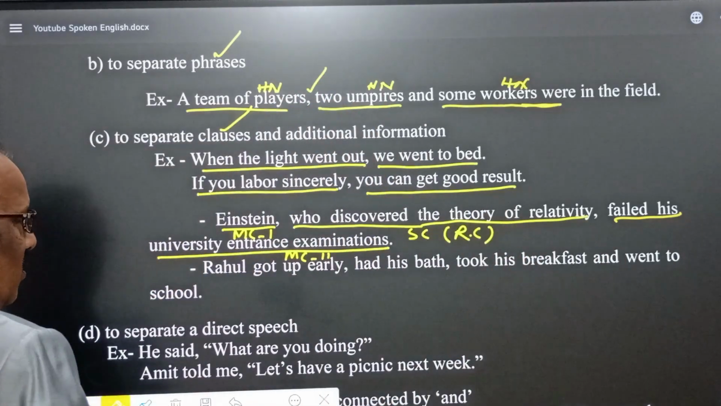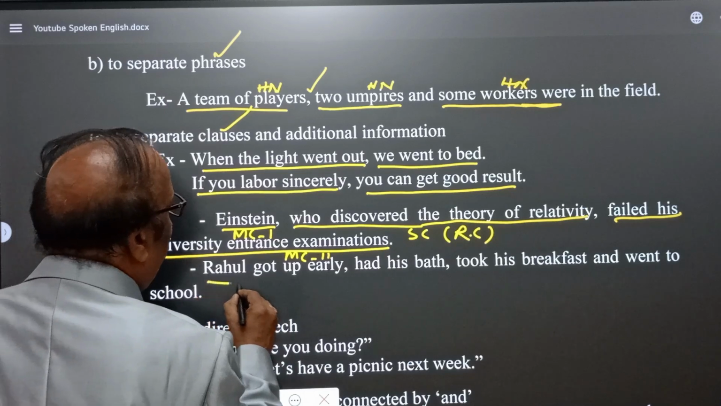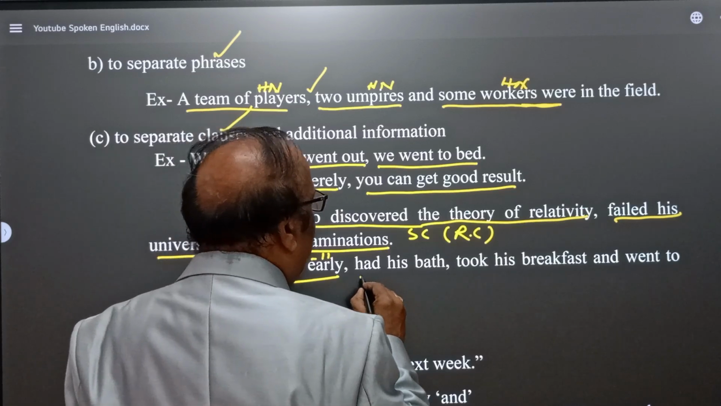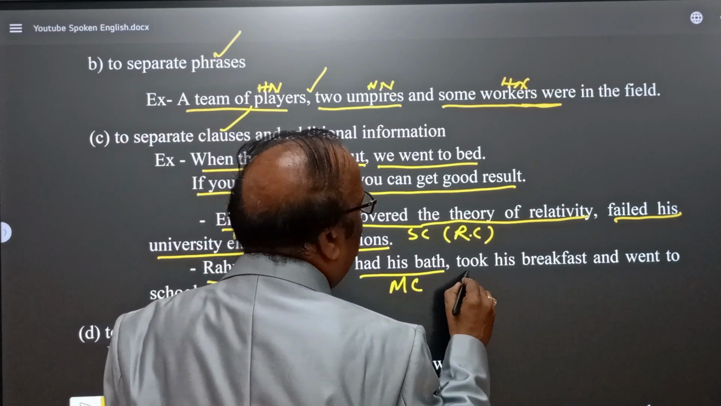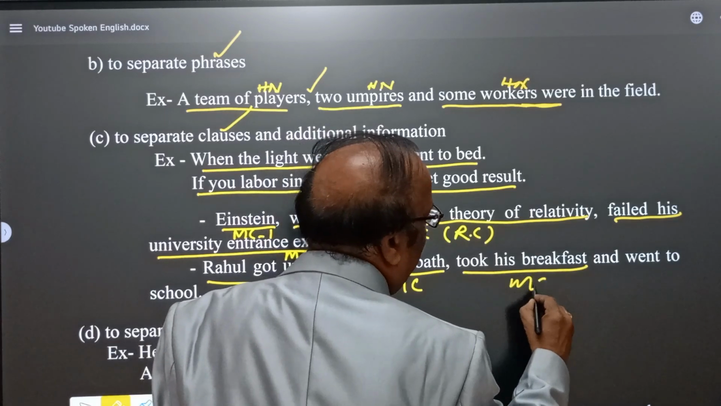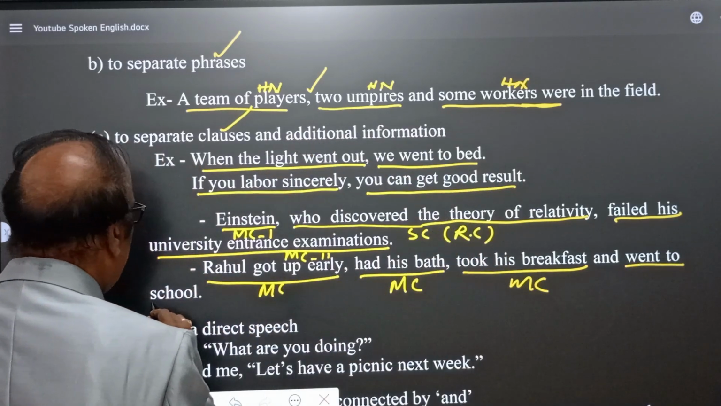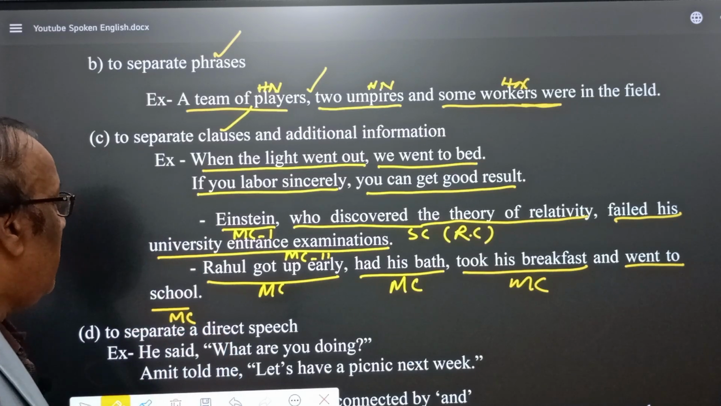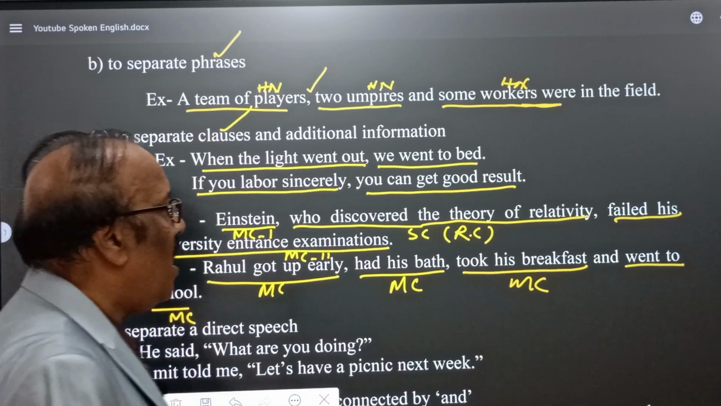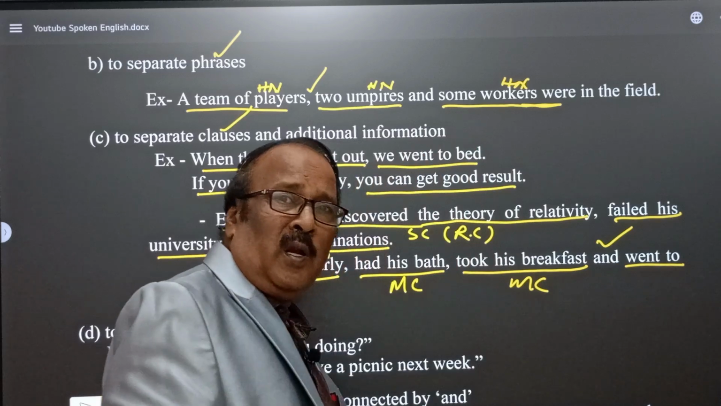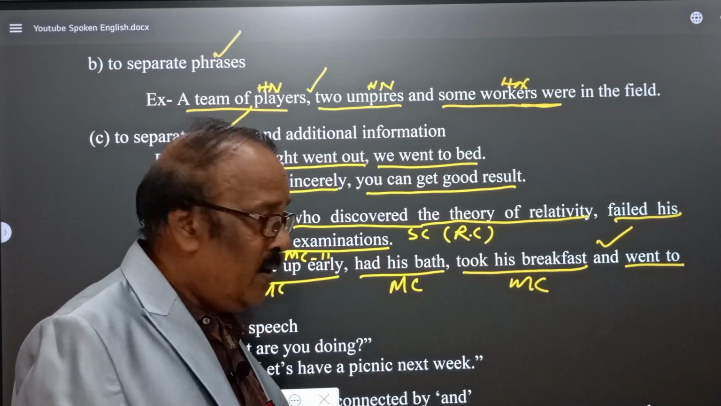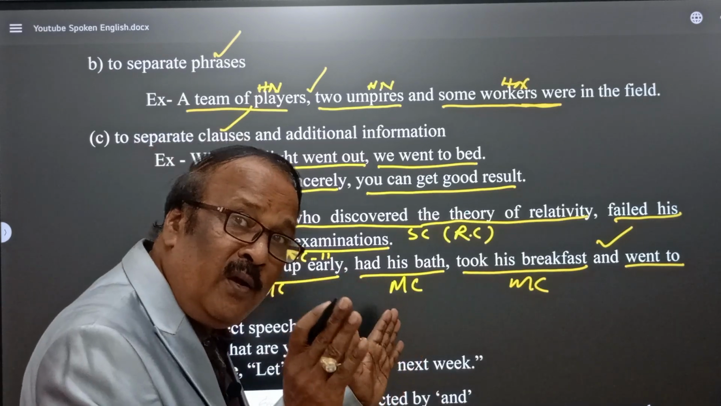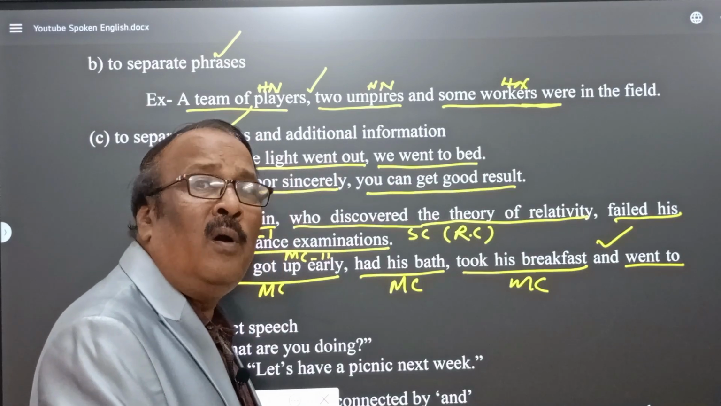Now come to Rahul got up early. Yes, Rahul got up early, main clause. Had his bath, main clause. Took his breakfast, main clause, and went to school, main clause. Remember here, we find four independent clauses connected with the help of a connector or linker or conjunction, and in this case we find the comma. It means clauses are separated with the help of commas or a comma.